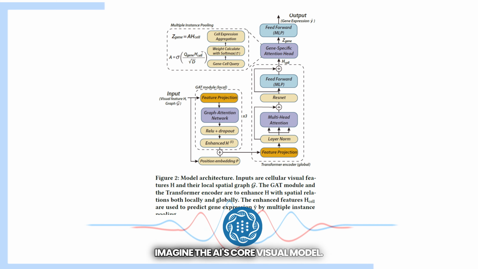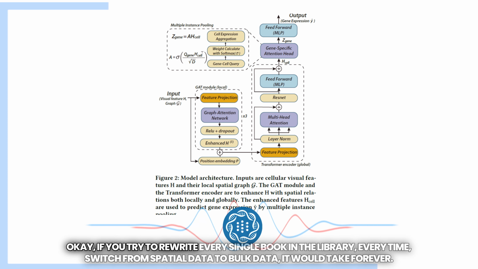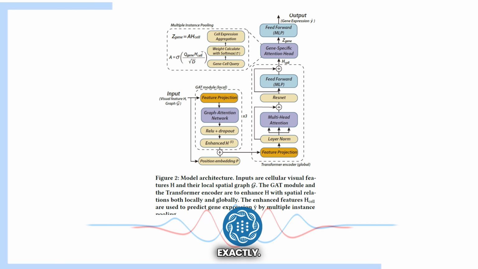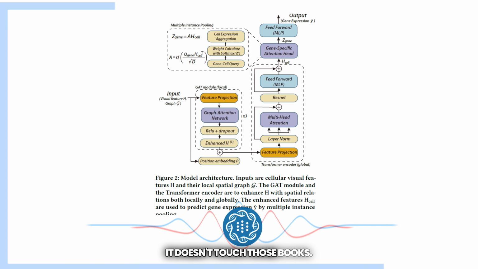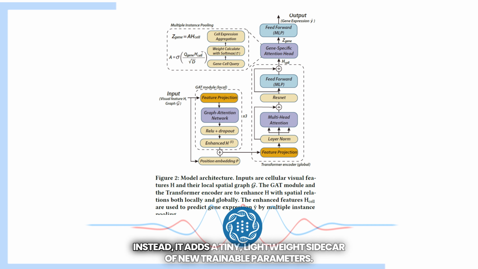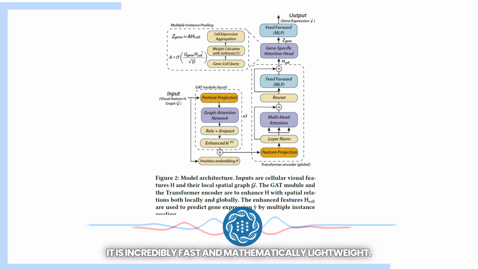Imagine the AI's core visual model, the part that understands what cells look like, is a massive, towering library of information. Okay. If you try to rewrite every single book in the library every time you switch from spatial data to bulk data, it would take forever. Right, the computational cost would be insane. Exactly. So LoRA essentially freezes the massive library. It doesn't touch those books. Oh, interesting. Instead, it adds a tiny, lightweight sidecar of new trainable parameters. It's like putting a sticky note on the librarian's desk with specific instructions for the new task. It is incredibly fast and mathematically lightweight.